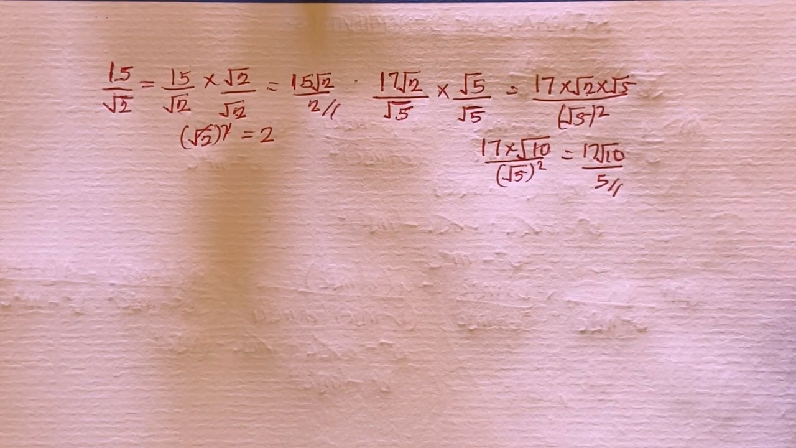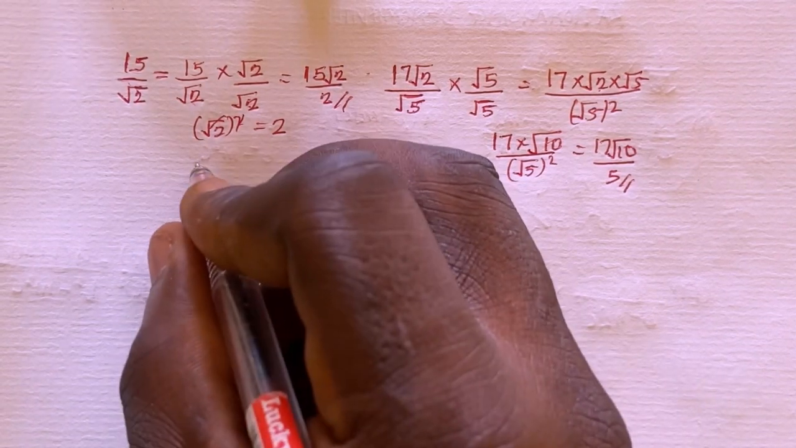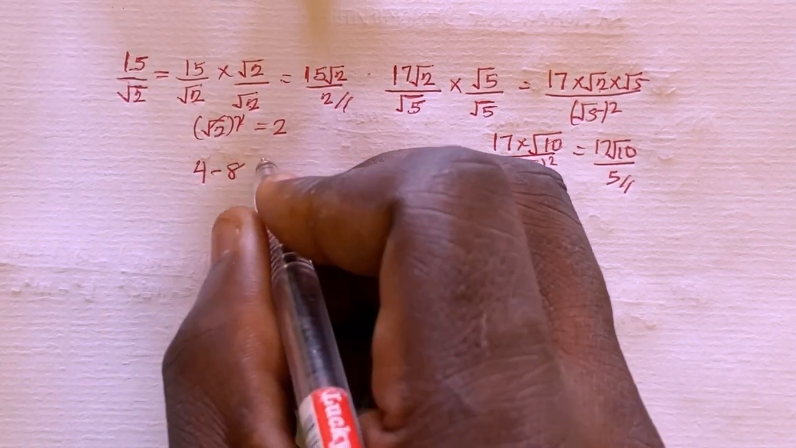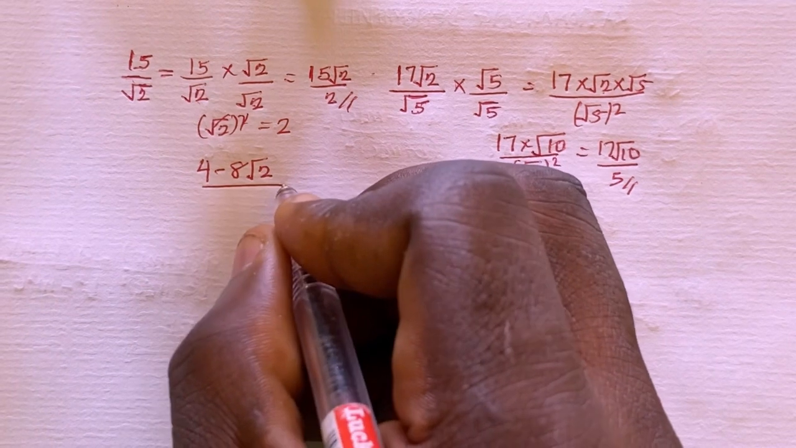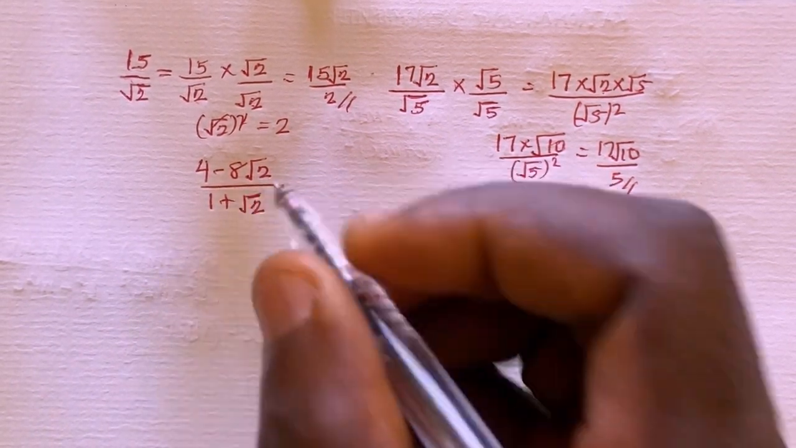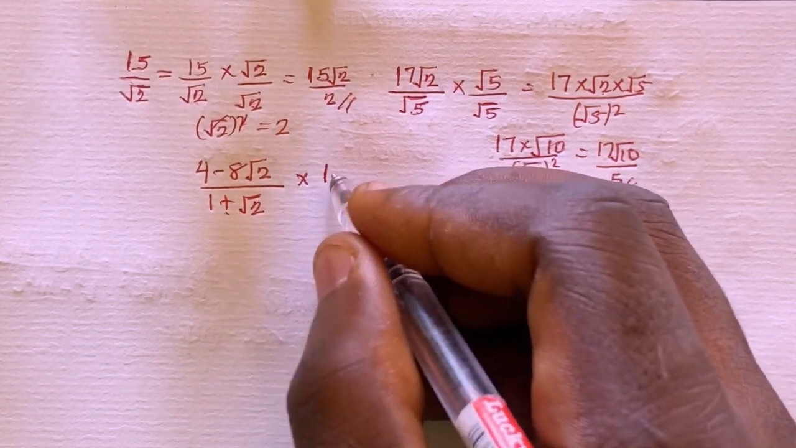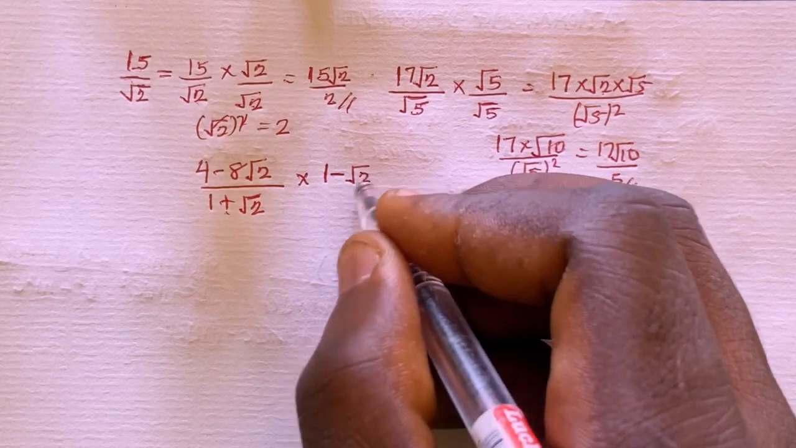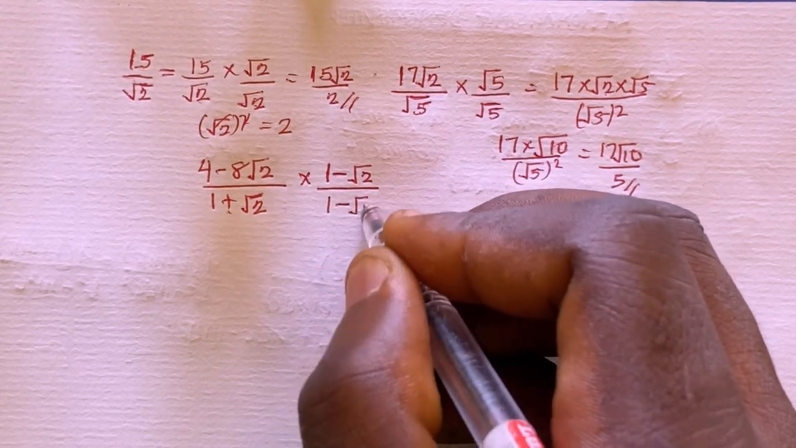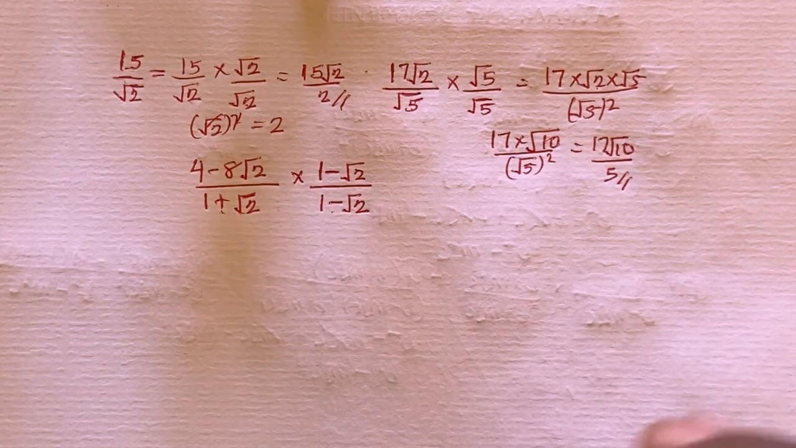It's very simple. So the next thing that we can have, let's say you are asked to rationalize 4 minus 8 root 2 divided by, let me just say, 1 plus root of 2. Since this side is plus, you go ahead and rationalize with minus, which is 1 minus root 2 divided by 1 minus root 2, exactly. So that this and this will be conjugates of each other.